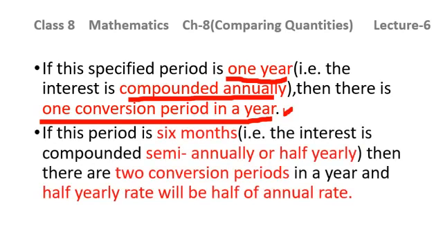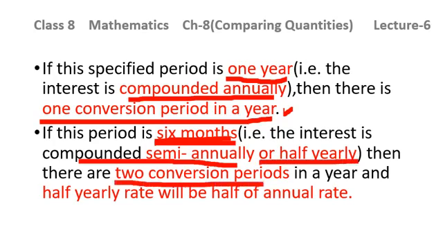What will happen if this period is 6 months? 6 months means the interest is compounded semi-annually. Complete year is called annual. So if the period is 6 months, then it will be semi-annually or half yearly. Then there are two conversion periods in a year. Obviously, after a gap of 6 months, interest will be again calculated and added each time to form a new principal. So if the period is 6 months, then the interest is compounded half yearly.